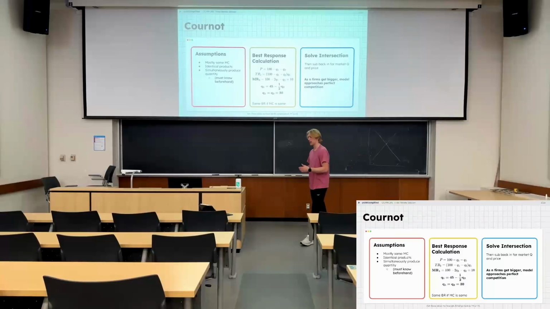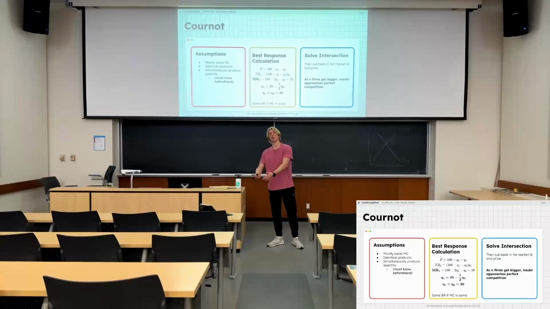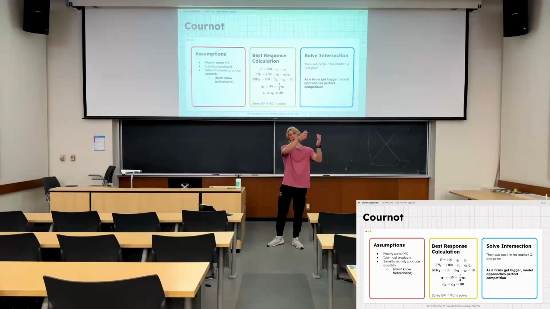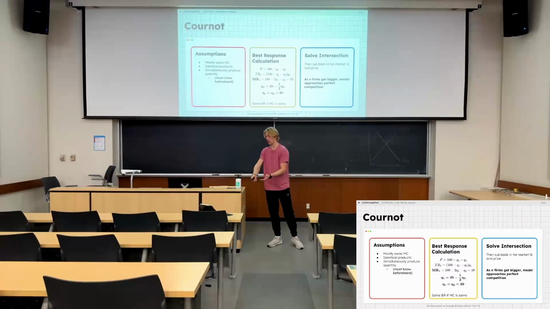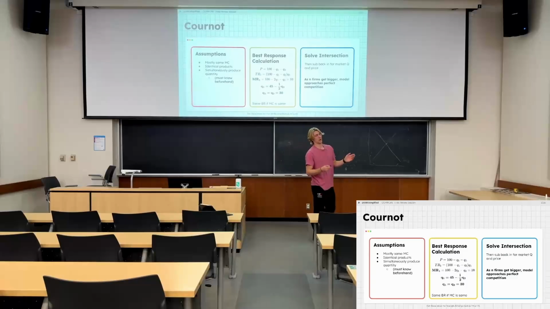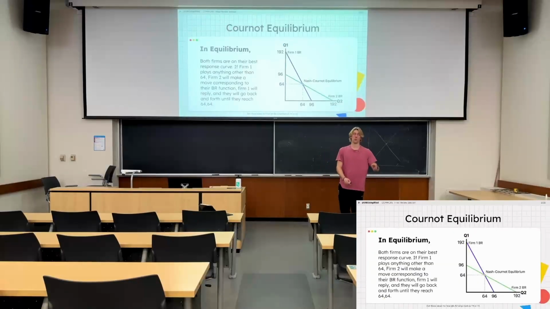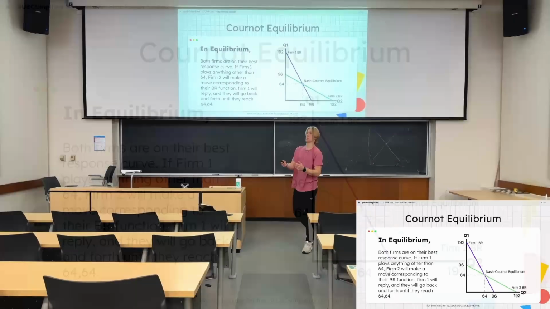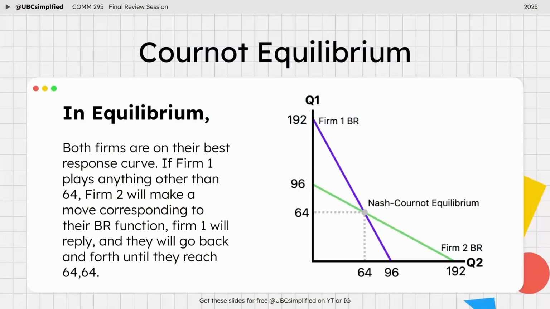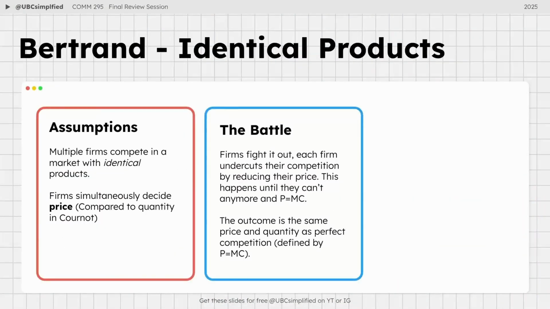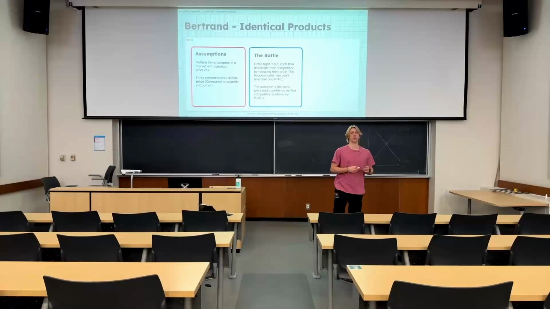One thing to keep in mind is, as we add more and more firms, as n gets larger, we're going to have a cheaper price and more quantity, and we're going to approach the perfectly competitive level up until an infinite amount of firms. Here you can see our two different best response functions, and where they intersect is where you're going to want to produce. So that's Cournot. But what if we were selling something different?